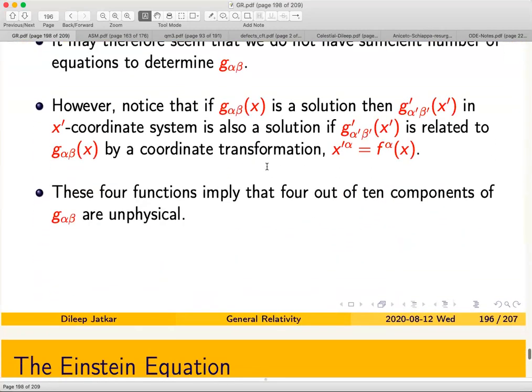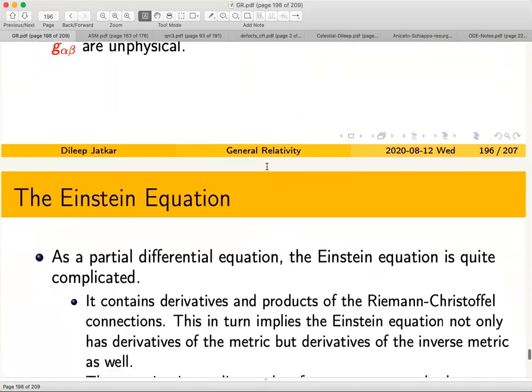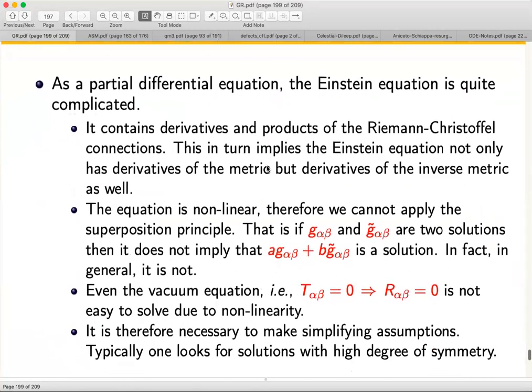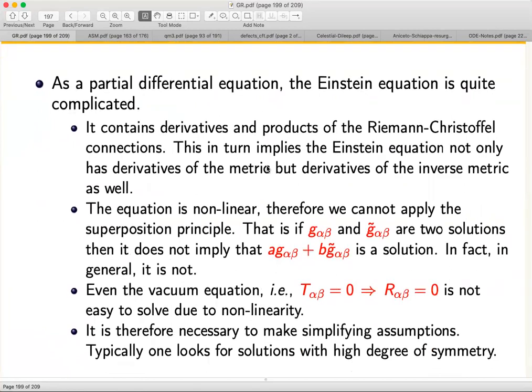Well, this is only a counting of these quantities. In reality, nothing is in good shape at all. So let's take a mathematician's hat here and say that the Einstein equation is just a coupled partial differential equation. There are just 10 equations, all kinds of components are written out there, and they are all coupled. What is the status of this? The first thing is that it is very complicated for various reasons. It of course contains derivatives of the Riemann-Christoffel connection and products of Riemann-Christoffel connections.